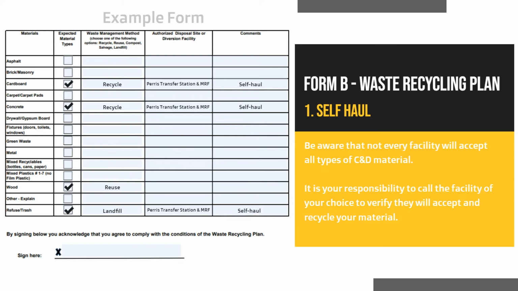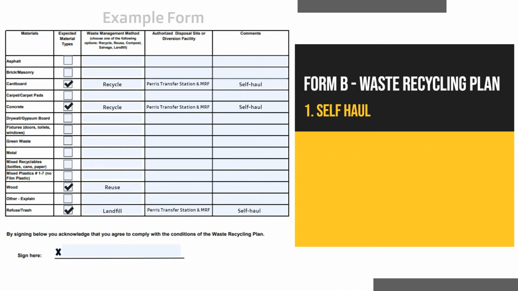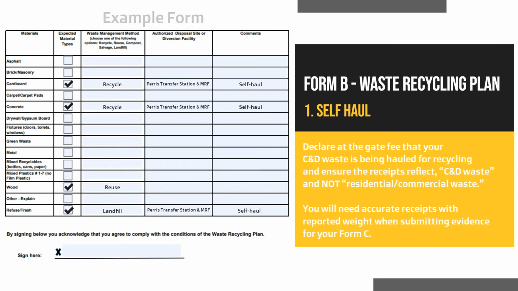Please note that it is your responsibility to call the facility of your choice to verify they will accept and recycle your material. A link to a list of C&D recycling facilities is available at the bottom of this form. When you take your material to a facility, you must declare at the gate fee that your C&D waste is being hauled for recycling and ensure the receipts reflect C&D waste and not residential/commercial waste. This is necessary because you will need accurate receipts with reported weight when submitting evidence for your Form C. Receipts that do not meet these requirements will not count toward your 65% diversion goal.